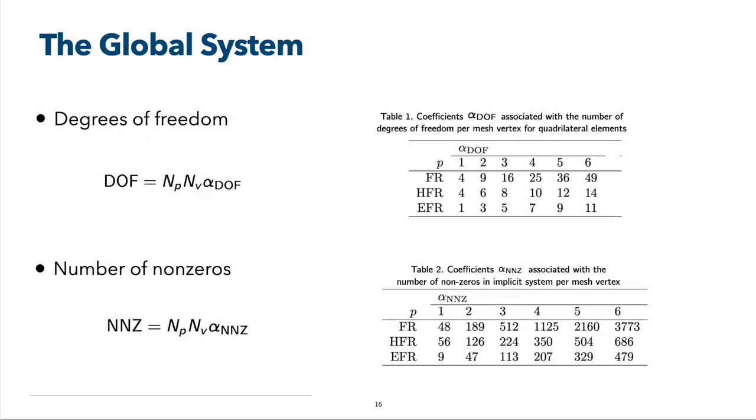Here we can see the benefits of hybridization for two-dimensional problems with quadrilateral elements. Consider, for example, a solution polynomial degree 3, which leads to a fourth order scheme. In conventional FR, we would expect to have about 16 degrees of freedom per mesh point, whereas half of that would be expected with HFR. And a third of that would be expected with EFR. In addition, this would translate into a problem with 512 non-zero entries in the global operator for FR, as opposed to 225 for HFR and over 110 for EFR methods.